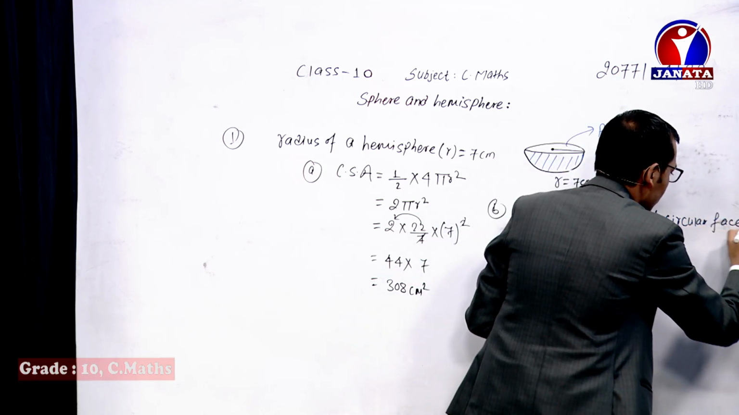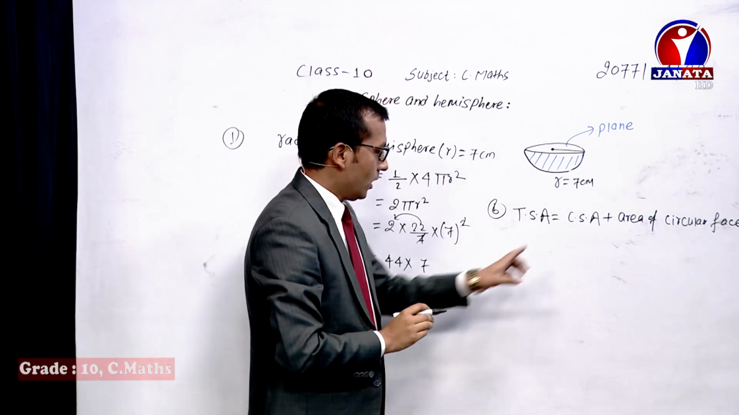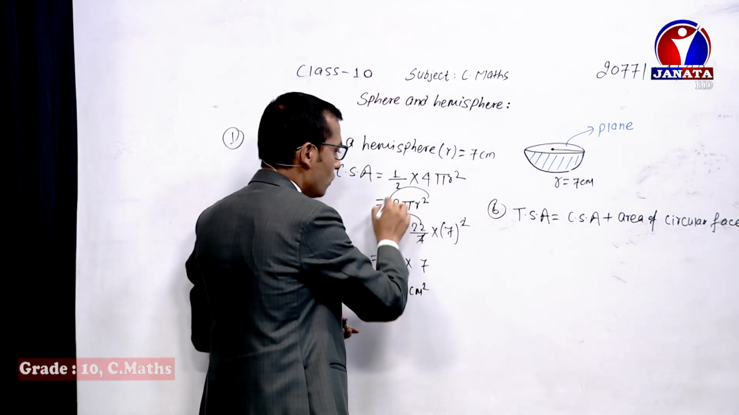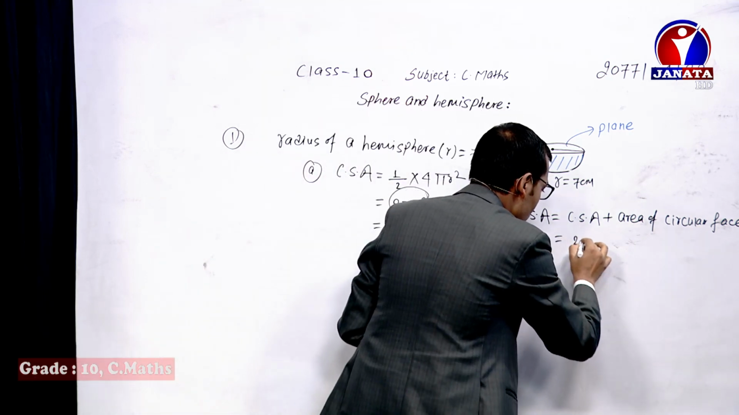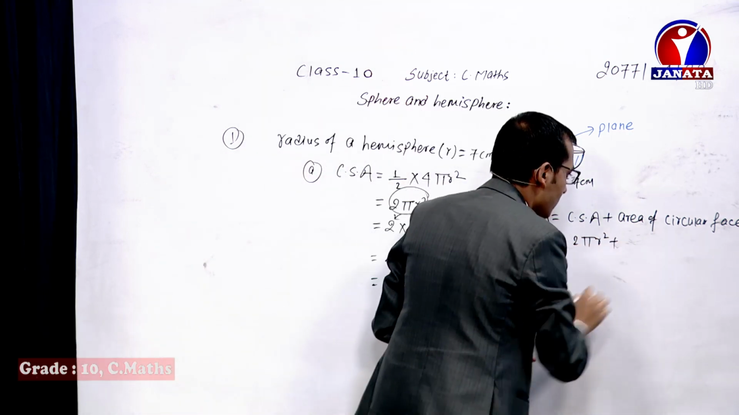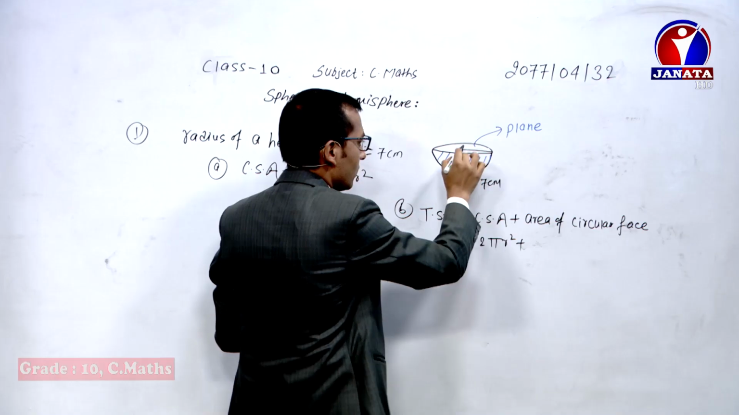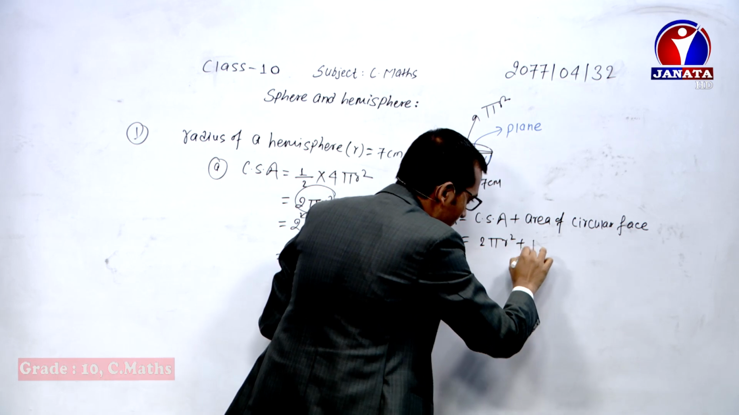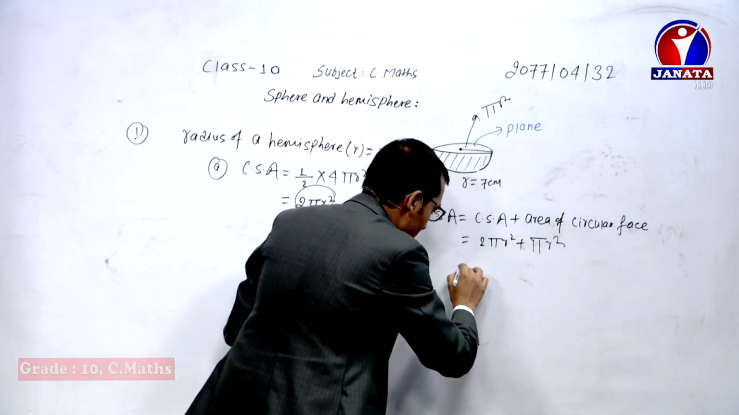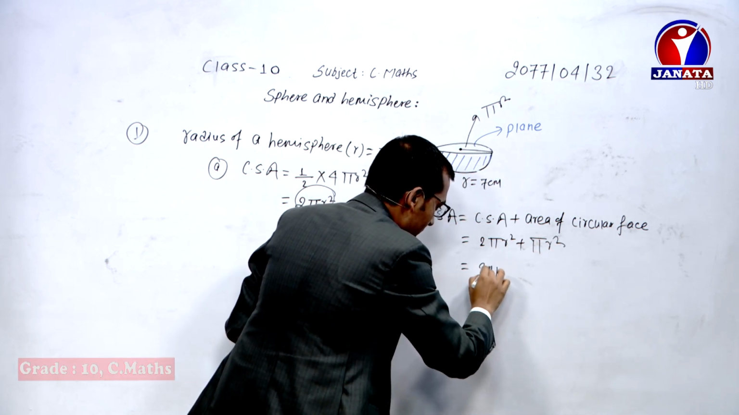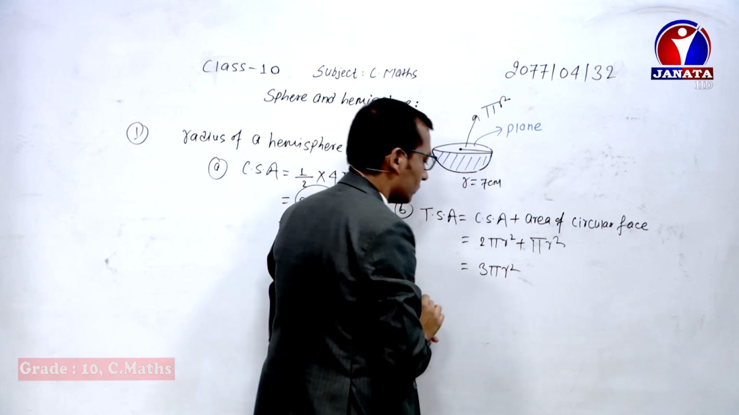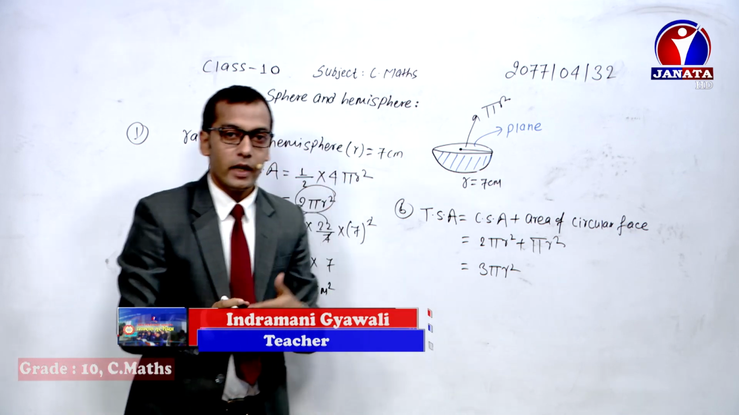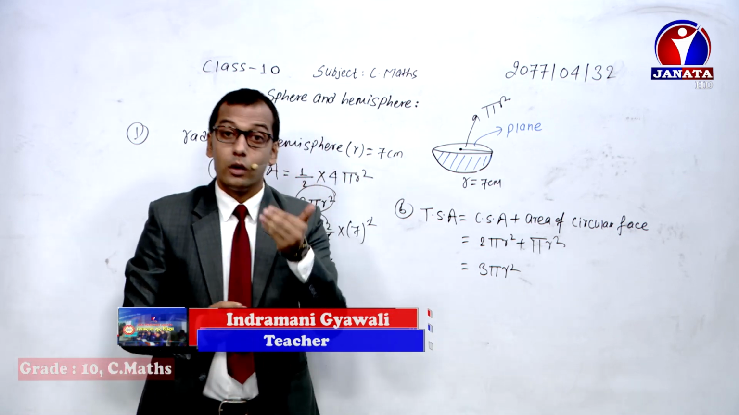Circular face. Curved surface area is 2 pi r square, plus area of circular face. This is the circular face. So what is the area of a circle? Pi r square. So this is equal to 3 pi r square. So this is the concept of how to find the total surface area formula.